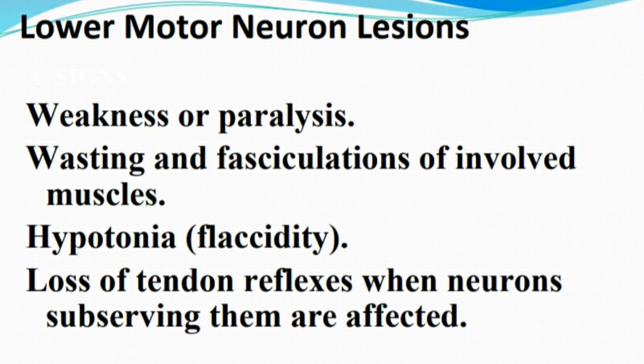Lower motor neuron lesion features or signs: weakness or paralysis, wasting and fasciculation of the involved muscle, hypotonia, flaccidity, loss of tendon reflexes when neurons subserving them are affected.